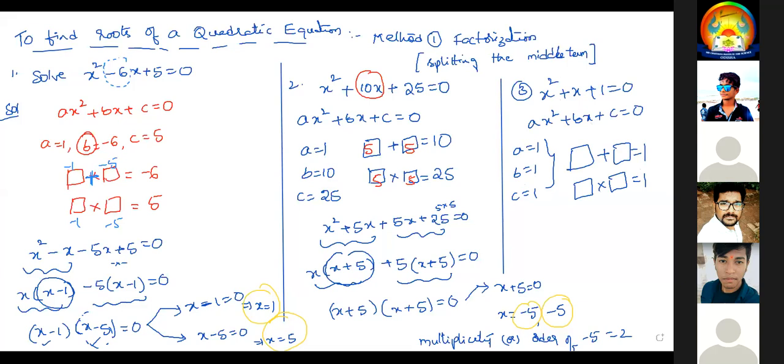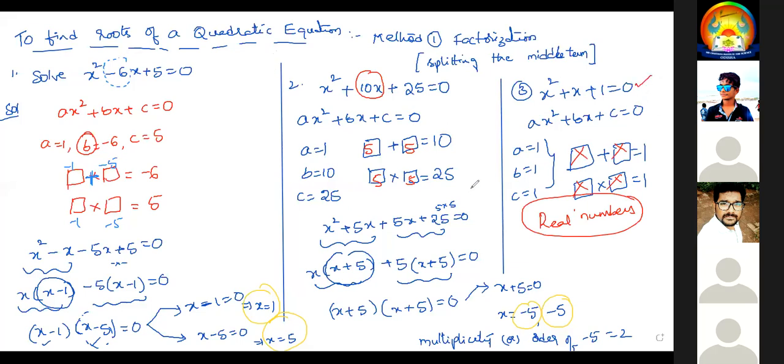We can't find such numbers which satisfy this condition in the real field, in real numbers. We are only talking about real numbers. Actually we can calculate the roots of this equation, but using this method we are not able to calculate the roots. So we will say that "no root" is not a perfect word; "no real roots" is a perfect word.